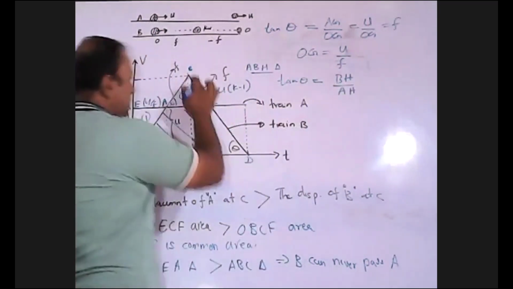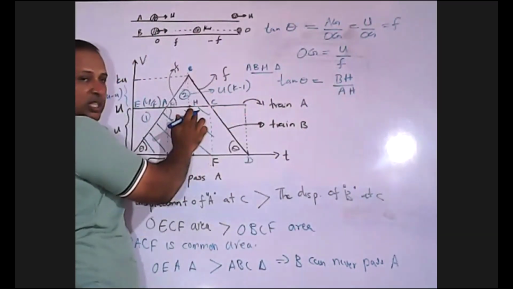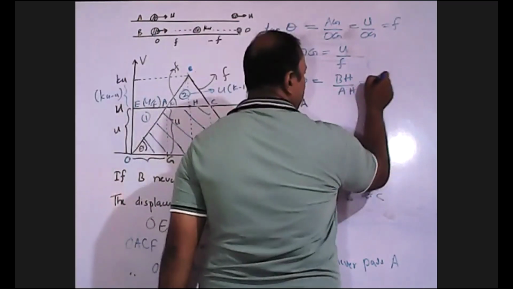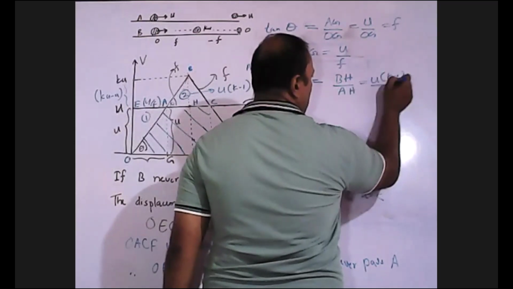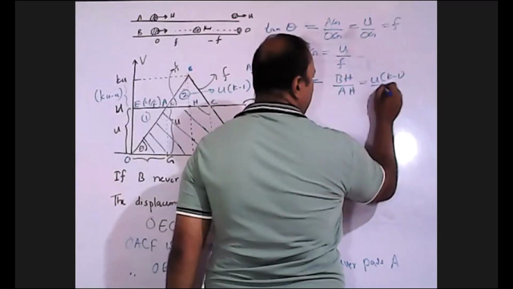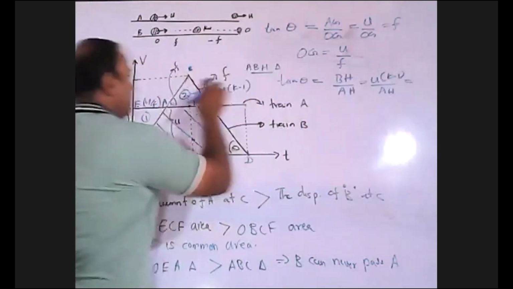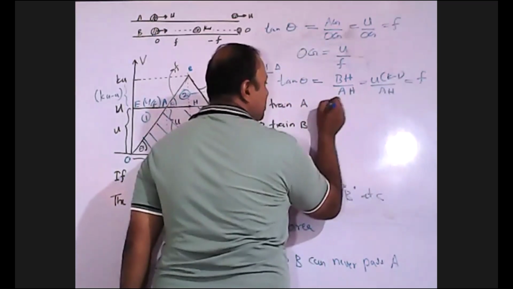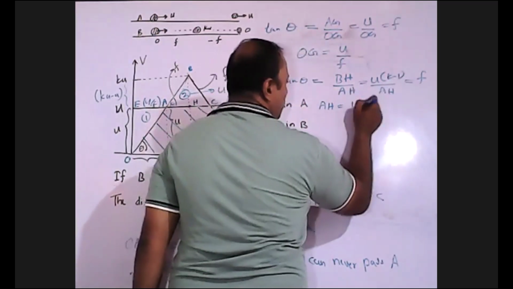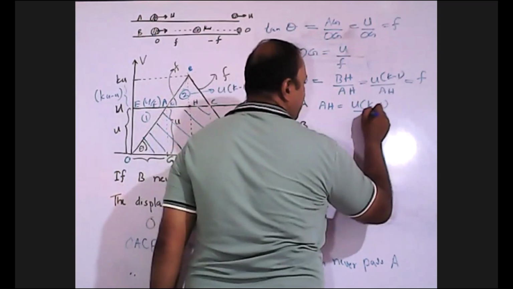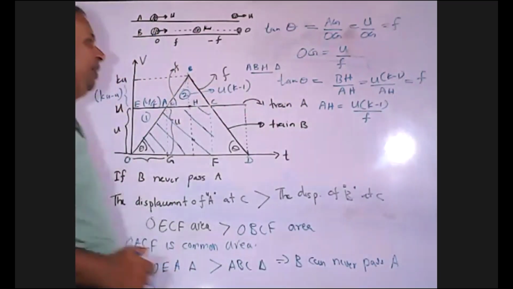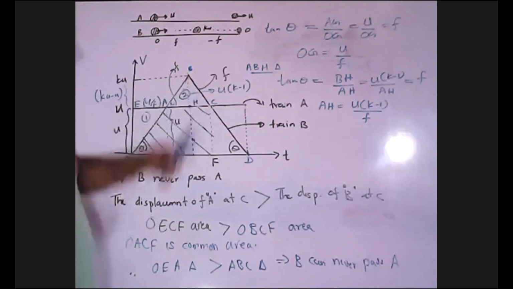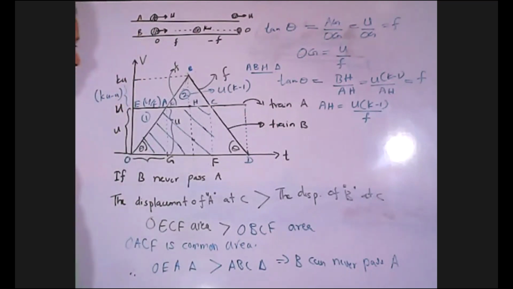You know the value of BH. It is equal to U times K minus 1, over AH, which is equal to tan theta. Tan theta means the acceleration, which is F. Therefore, AH is equal to U times K minus 1 over F. Now you know all the things to find these areas.